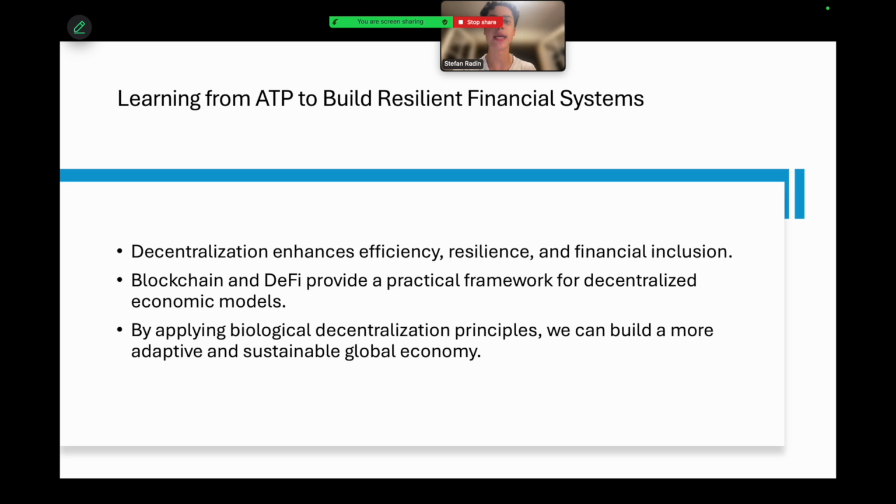Finally, the lessons from ATP's decentralized energy model provide valuable insights for our financial systems. Just as biological systems ensure efficient energy distribution without central oversight, blockchain-based finance creates a resilient and inclusive economic landscape. By embracing decentralization, we can enhance financial stability, empower individuals, and build a global economy that's more adaptable to future challenges. That is the key part.